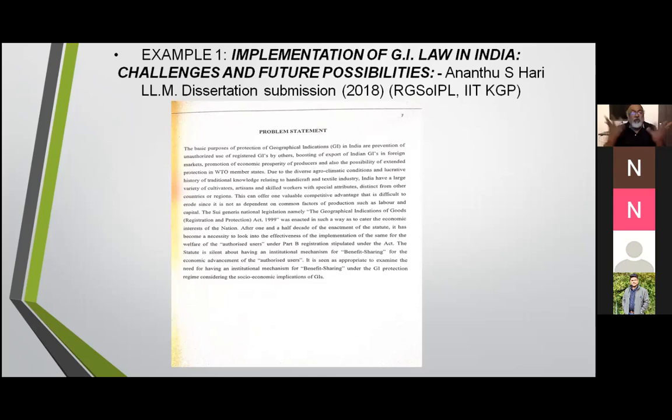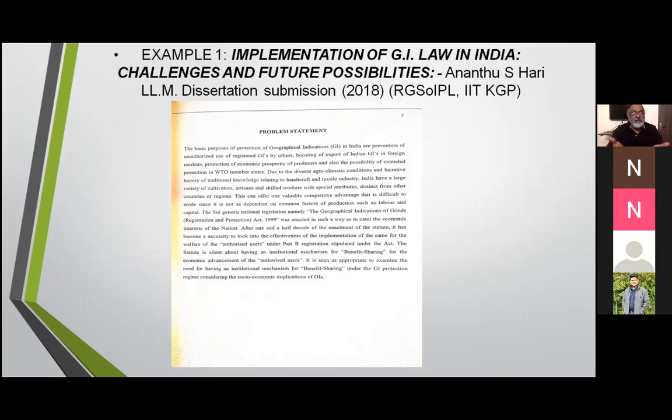You cannot just write the problem in the beginning of the paragraph. For instance, let's take the last line. The statute, that is the GI Act, is silent about having an institutional mechanism for benefit sharing. So this is the main problem that the researcher is dwelling into. He is addressing this problem in his research project. What is the problem? The problem is that the GI statute is silent about having an institutional mechanism for benefit sharing. There's no institutional mechanism for benefit sharing provided under this statute. That is what the researcher is pointing at.